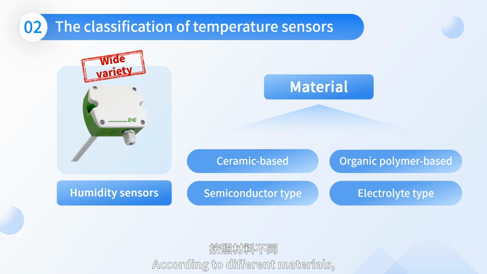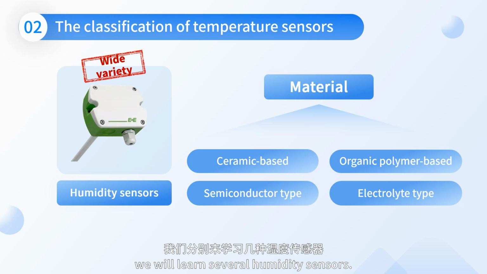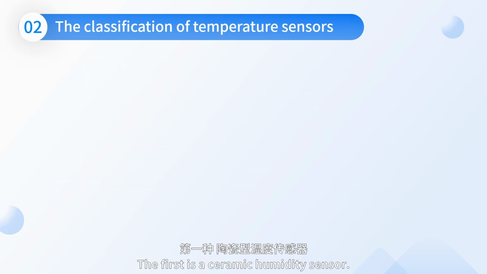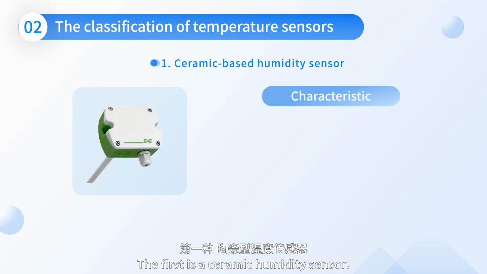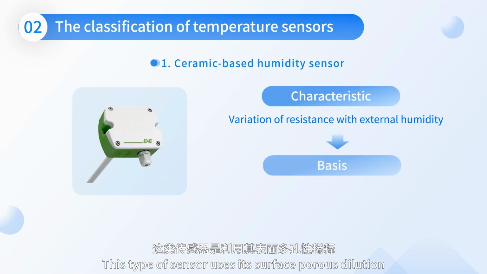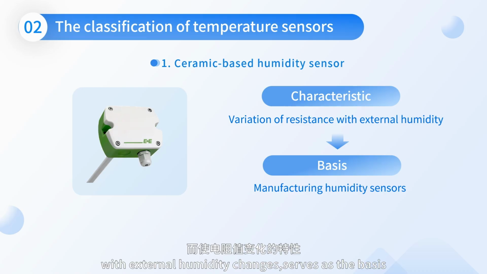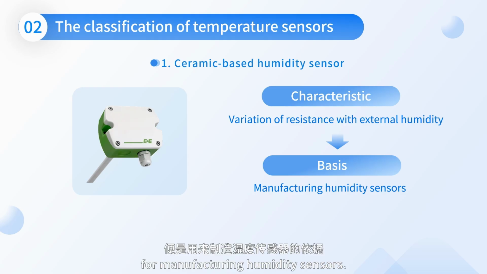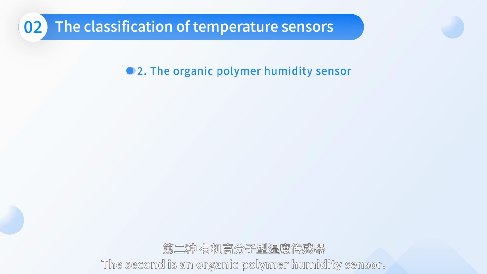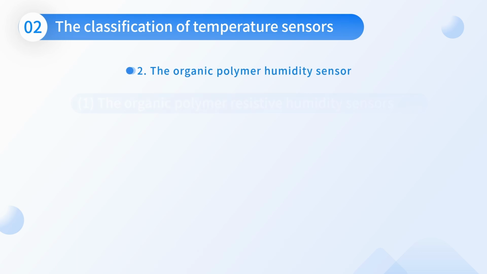According to different materials, we will learn several humidity sensors. The first is a ceramic humidity sensor. This type of sensor uses its surface porous structure to conduct electricity, thereby changing the resistance value of the element. The characteristic of this humidity-sensitive component, where its resistance varies with external humidity changes, serves as the basis for manufacturing humidity sensors. The second is an organic polymer humidity sensor.